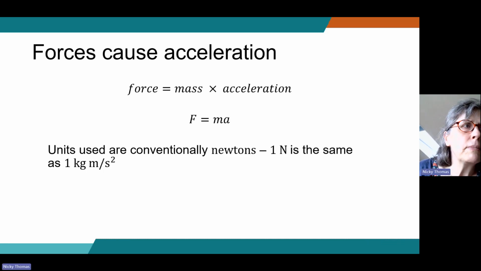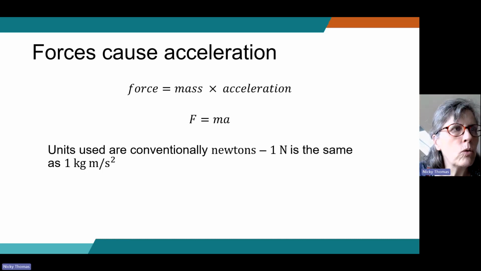So I've been talking about forces, mass times acceleration, and now we're going to talk in a bit more detail about acceleration. So I've described it at the top in words, force is mass times acceleration, and in symbols, it's a capital F for force equals MA, M for mass, A for acceleration. So conventionally, we'll use the units of newtons to measure force. And 1 Newton would give a mass of 1 kilogram an acceleration of 1 meter per second squared.